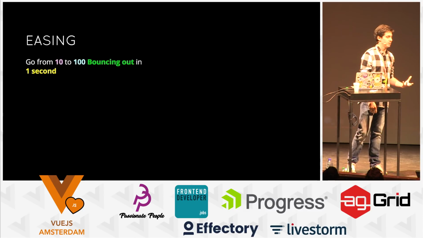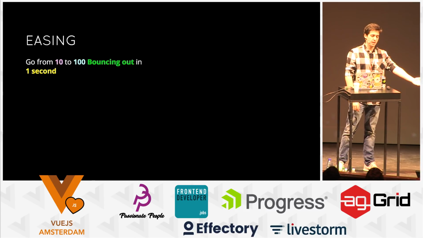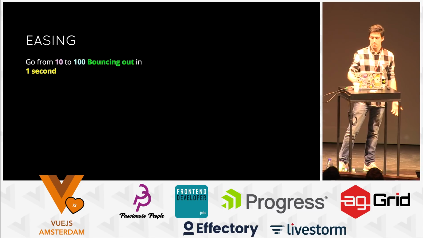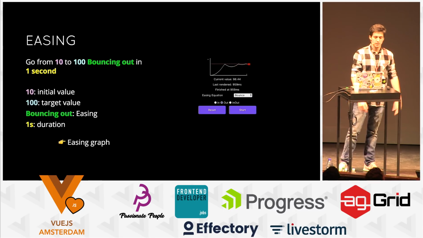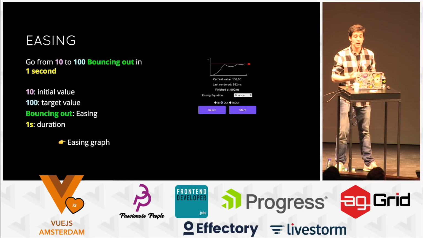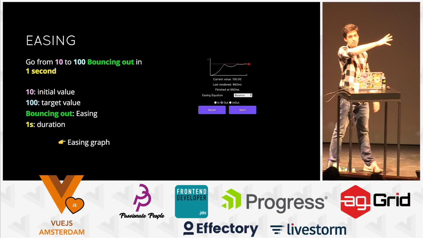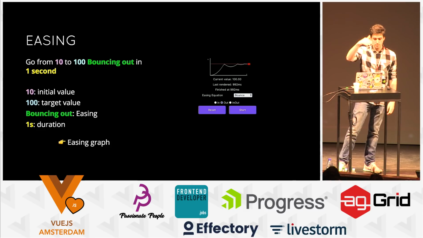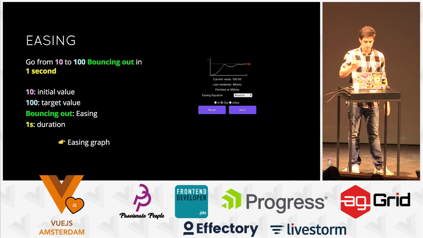When you have an easing, what you're saying is, I want to go from this value, 10, to 100, bouncing out in 1 second. So you have an initial value of 10, a target value of 100, an easing, the bouncing out, and the duration is 1 second. On the right, what you have is the graph. It's dynamically generated as we compute the value, as we do the transition. And it's using Vue Tweezing, which I will talk about later.